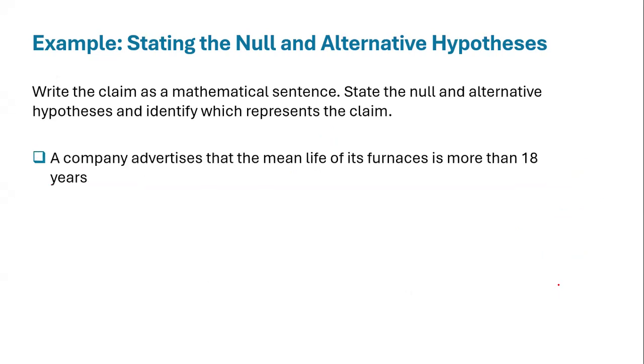The third example, it says the company advertises that the mean life of its furnaces is more than 18 years. Mean more than 18. The claim says that the mean, or mu, is more than 18. That's the claim. Now, after stating the claim, where do we put the claim? In the null or alternative? Since there is no equal sign, we put it for the alternative. So the null must be the opposite of greater than, which is less than or equal to 18.